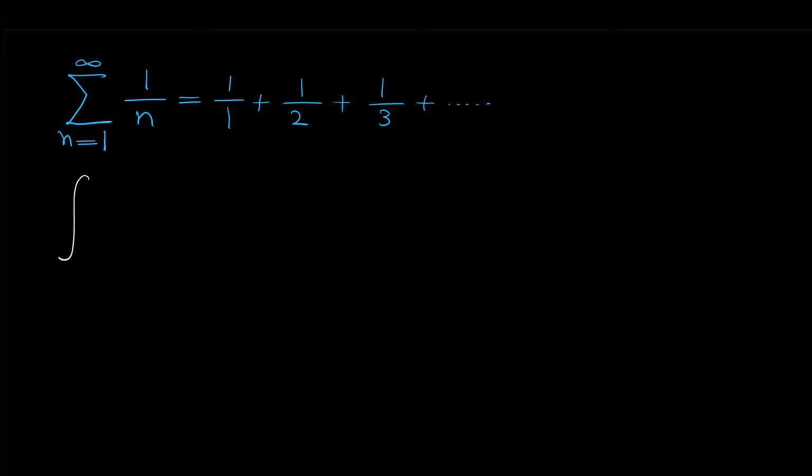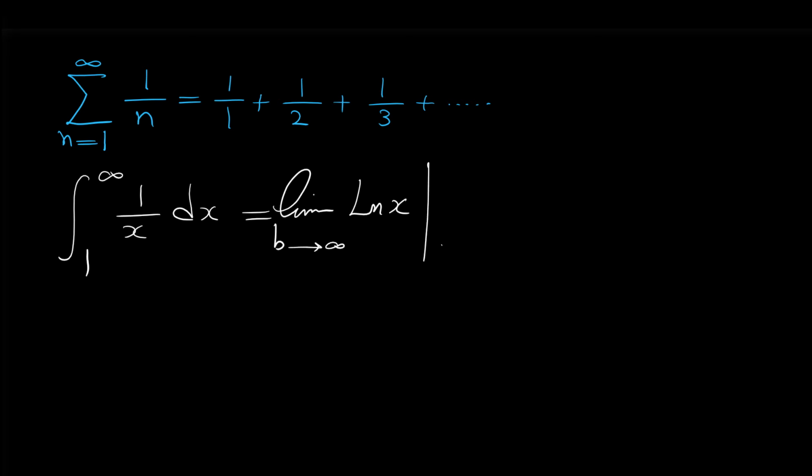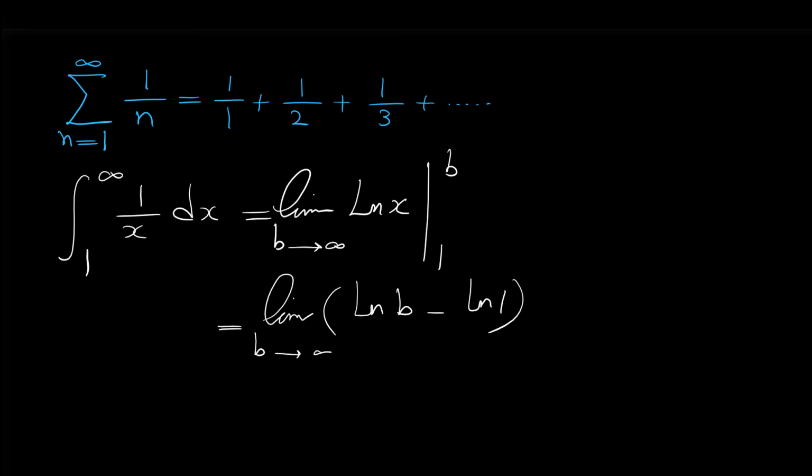The integral associated to this series is integral from 1 to infinity of 1 over x dx. We know that the integral of 1 over x dx is ln of x. And because this is an improper integral, we have to set it up in this form: limit as b goes to infinity, from 1 to b. Now if we plug in b for x, we have limit of ln of b minus ln of 1, as b approaches infinity.